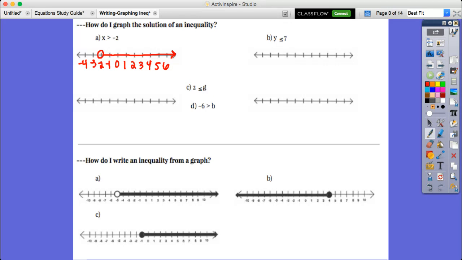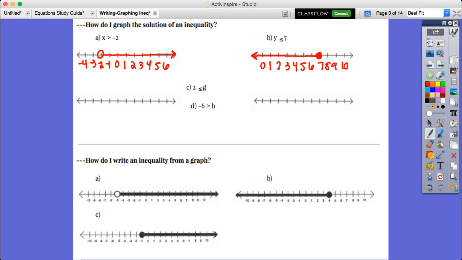Now, let's look at B. It says y is less than or equal to 7. So we're going to do this number line however you want to. We can say 0, 1, 2, 3, 4, 5, 6, 7, 8, 9, 10. And we've got all values that are less than or equal to 7. So I'm going to put a circle on 7. It's going to be a closed circle. And I'm going to have to go in the direction of all numbers that are less than 7. So I'm going to go in the left direction.